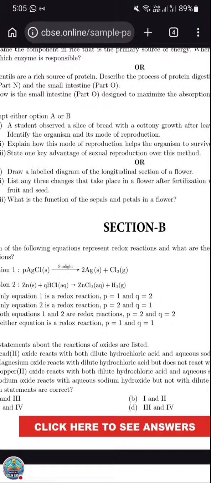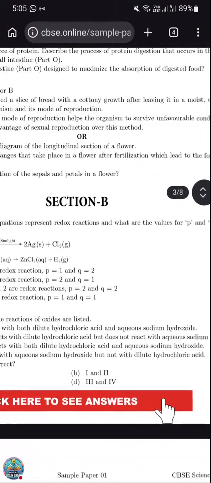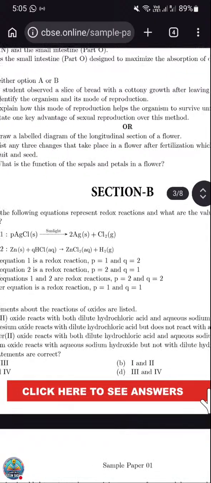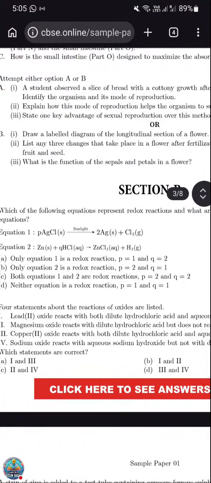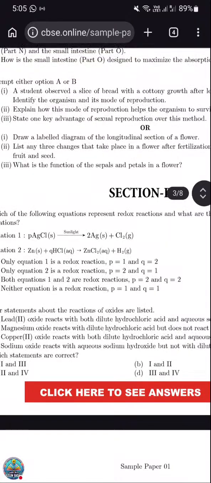List any 3 changes that take place in the flower after fertilization which lead to formation of fruit and seed. So what are the three different changes taking place? First one, all the auxiliary parts will dry out. Ovary will change to fruit. Ovule will change to seed. So these are the most important points. Ovary changes to fruit and ovule changes to seed. And whatever the auxiliary parts are there, they will dry and fall down.